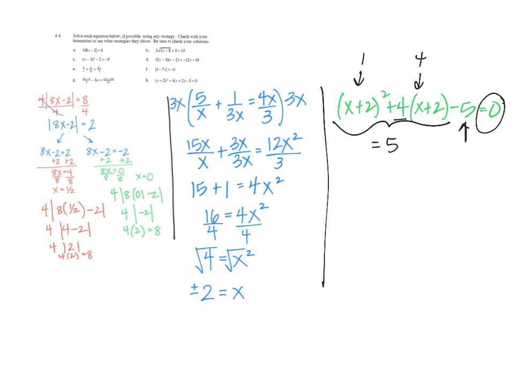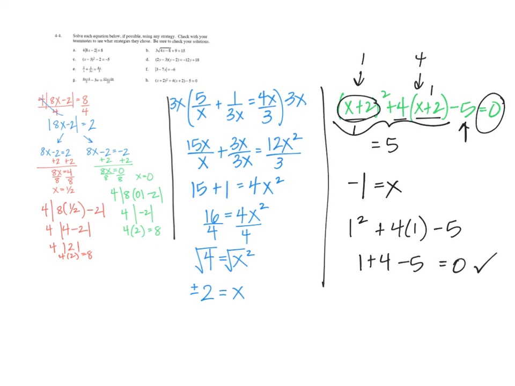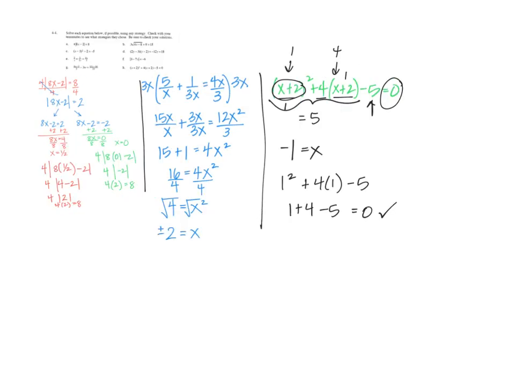Now I'm thinking, is there a way that I can do this so I can put the same number in for x and get 4 and 1? And noticing since they're both x plus 2, if I were to put negative 1 in for x, then this would be equal to 1, and this would be equal to 1. 1 squared is 1. 4 times 1 is 4. And so I'd have 1 plus 4, which is 5 minus 5, equals 0. One of the issues with look inside is the fact that we may miss one of the possible solutions.